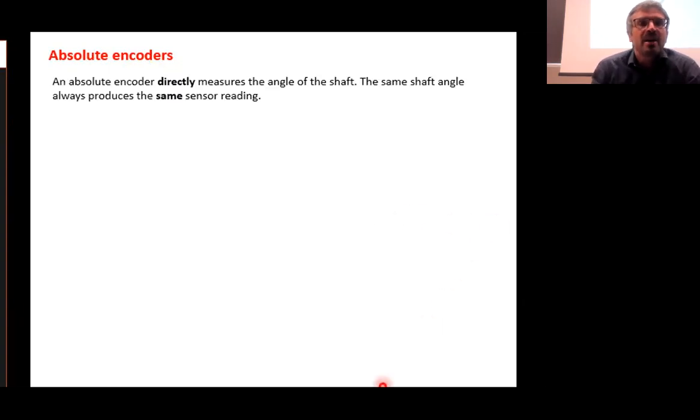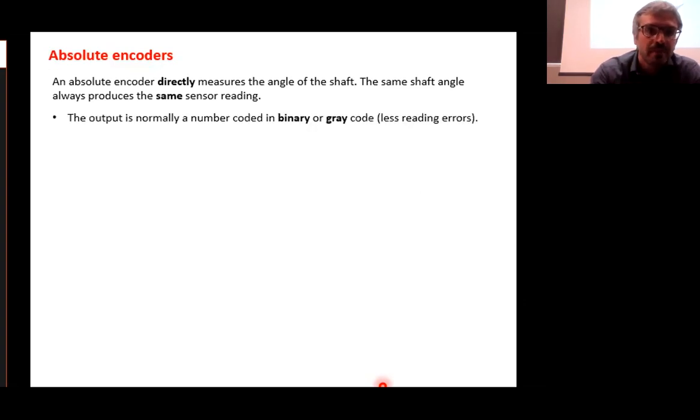Absolute encoders, instead, directly measure the angle of the shaft, so we don't have to do the homing procedure. Whenever we start up the robot, they give a reading, and this reading is always the same if we start in the same position. While in the relative encoder we always start from zero. So if we start in another position, we start from zero, and we need to do the homing procedure to get to the end stop and have some idea of the absolute position of the joint.